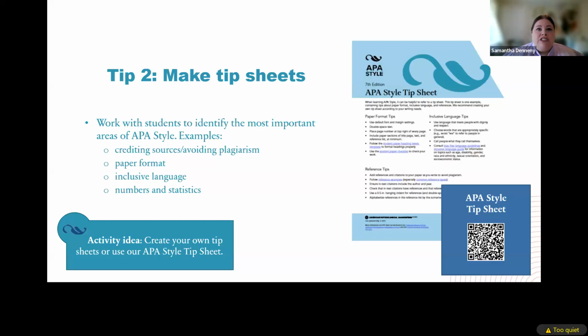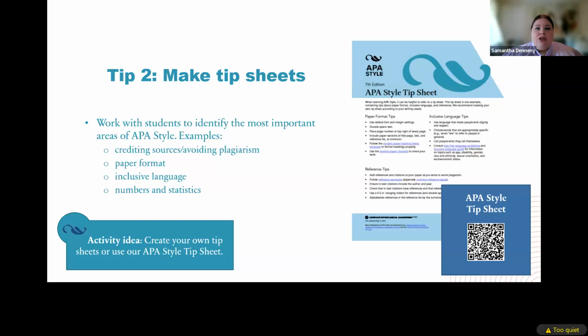What your tip sheet looks like will depend on how you're using APA Style in your class. For example, if you're using APA Style in an introductory writing course, then tips on crediting sources are important so students can learn to avoid plagiarism. If you're using it in maybe a research methods course, tips on presenting numbers and statistics are important.